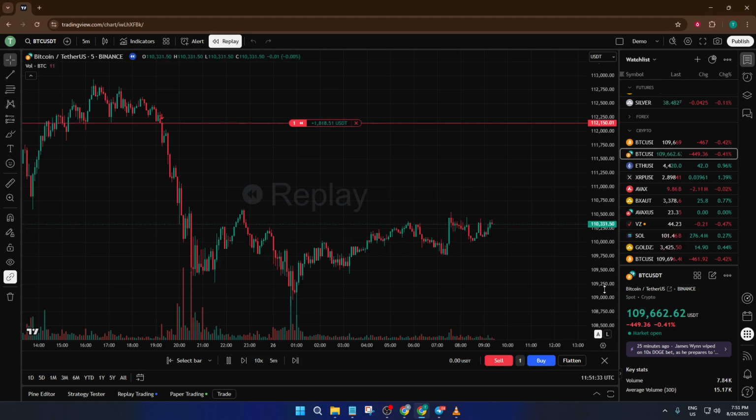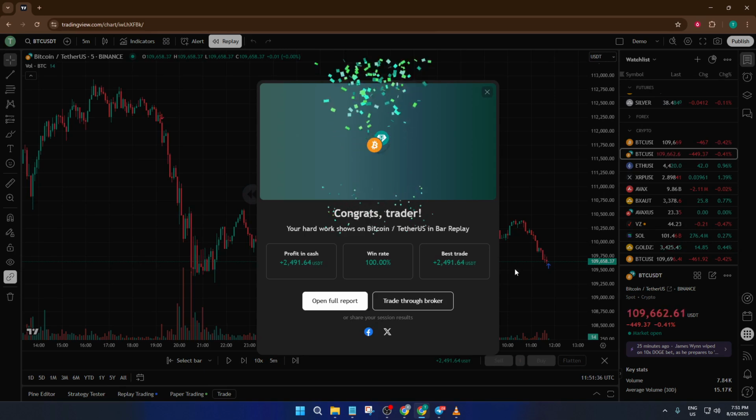And that's really all there is to it. The replay feature on TradingView is one of the best tools for anyone serious about improving their skills, so I highly recommend exploring it and playing around with different strategies.